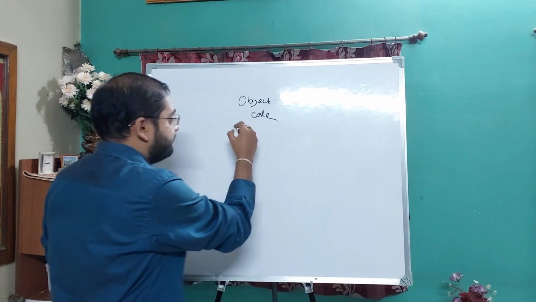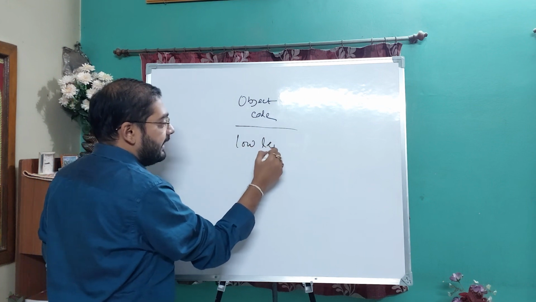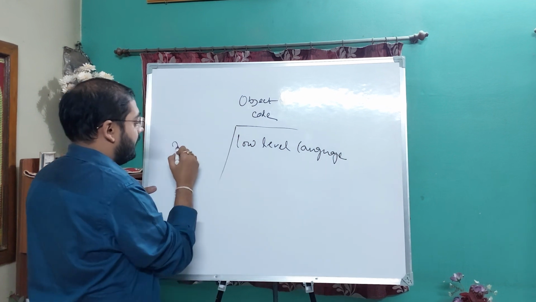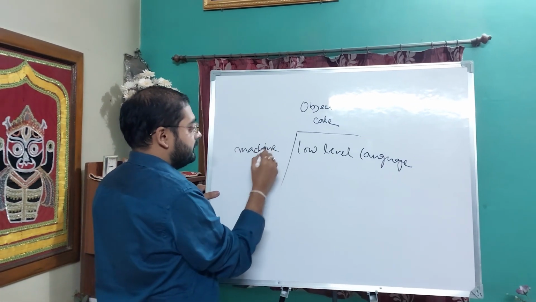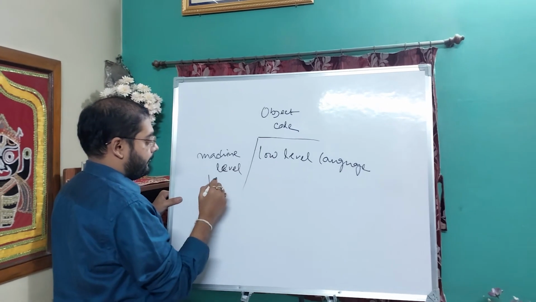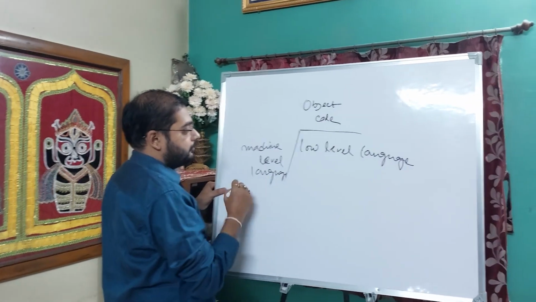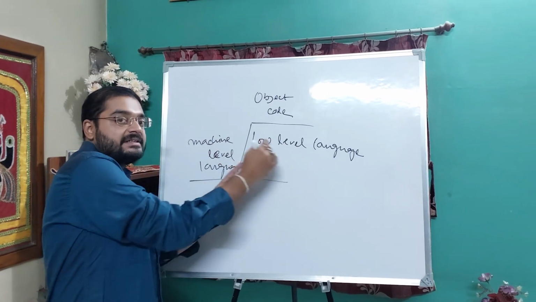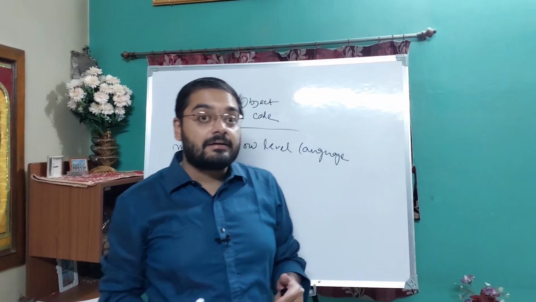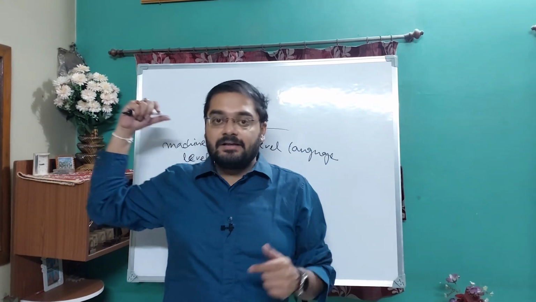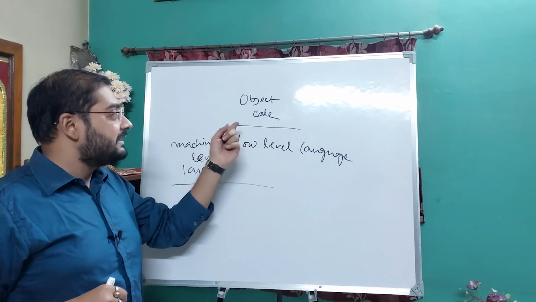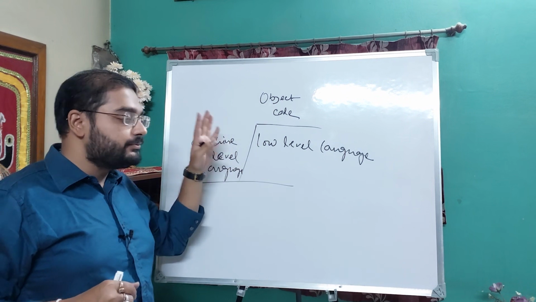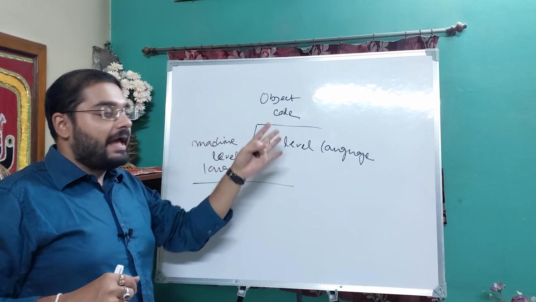Object code means it is a low level language or a machine level language. So what is low level language or machine level language? Low level or machine level language means the computer or JVM can understand this type of language or this type of code. So this is the basic difference between source code, byte code and object code.